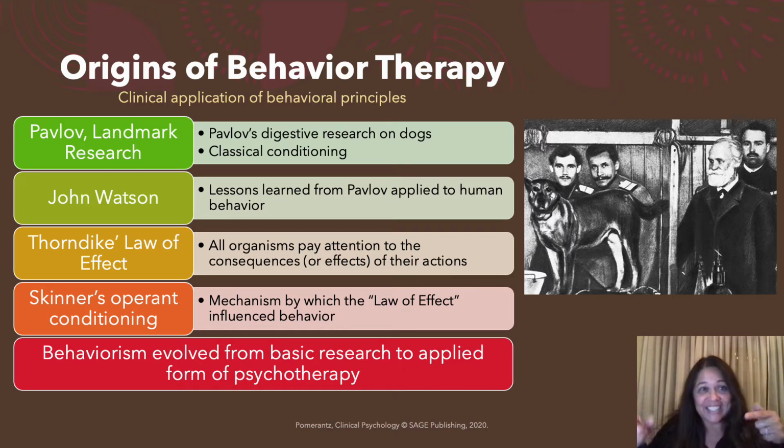We will take a look at each one of these a little bit later on as we move through the chapter. John Watson is very important as a leader in behaviorism. He had certain lessons that he learned from Pavlov, and he applied classical conditioning to human behavior. So he built upon Pavlov's original work. Then we have Thorndike, right? So Thorndike was important, and he founded the law of effect.